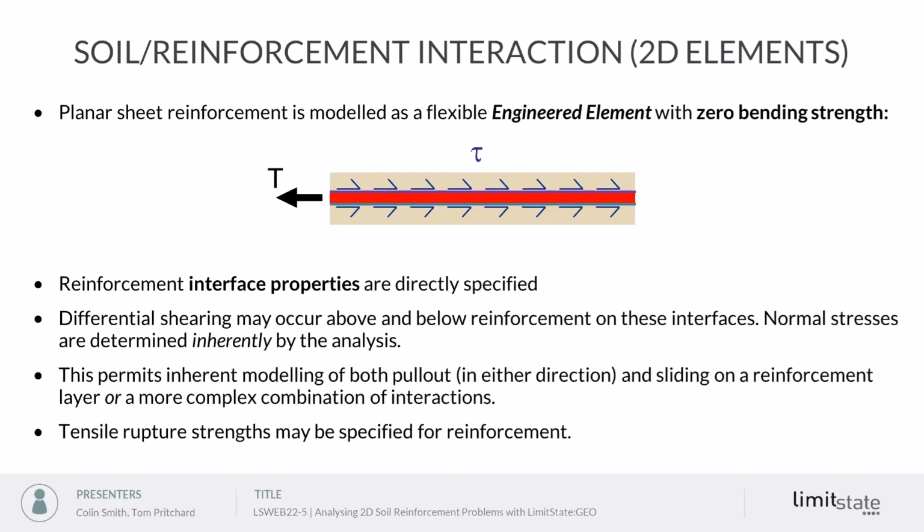And that essentially means that we can model both pull-out in either direction and sliding on a reinforcement layer or a more complicated combination of interactions. And we can also specify tensile rupture strength for the reinforcement. So that's the stress level at which it starts to plastically stretch in a ductile manner.